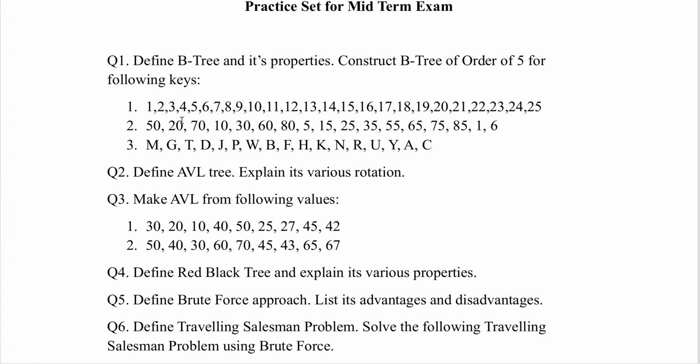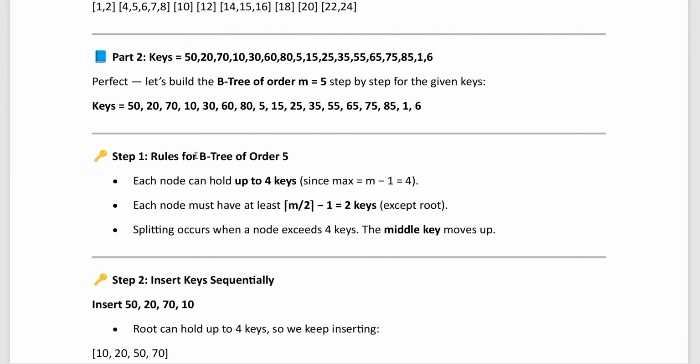In the second part, we have been given the keys as 50, 20, 70, 10 up to 1, 6. But in this case, unlike the first part where the keys were already sorted, the keys are not sorted. But we have to draw the B tree of order 5, that is, the value of M is 5. So let us start. Step 1: the rule for a B tree of order M says that each node can hold up to 4 keys, as I have told you earlier. Each node must have at least floor of M by 2 minus 1, that is 2 keys, except the root node. Splitting occurs when a node exceeds 4 keys. The middle key moves up and becomes the root node.